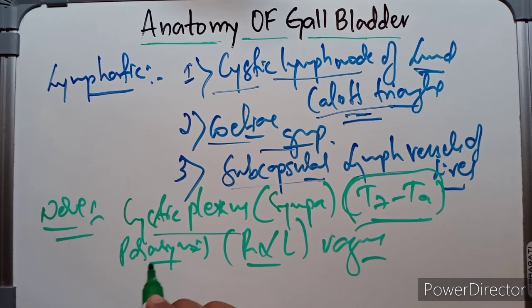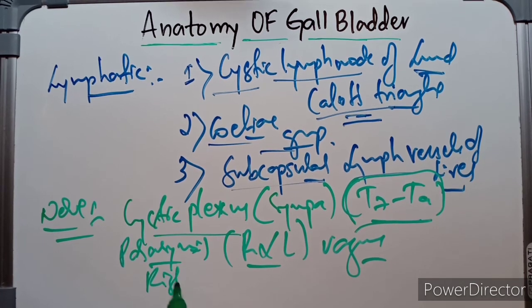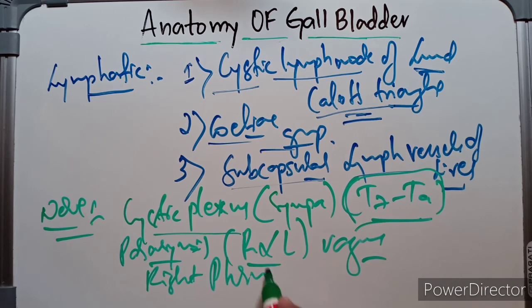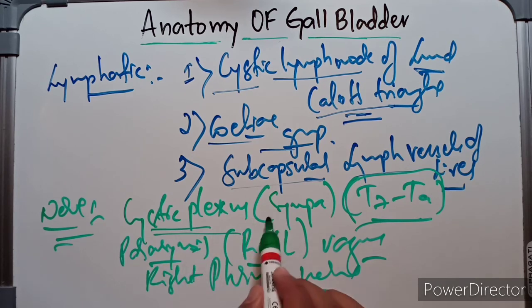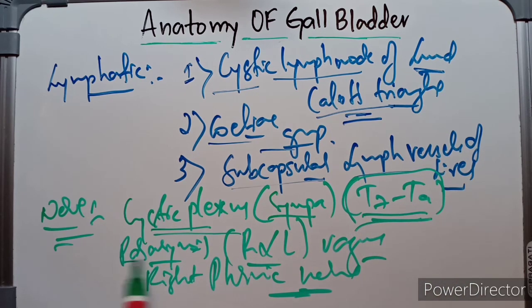Also we have fibers from the right phrenic nerve, which supplies the diaphragm, and will also supply the gallbladder. So we have the cystic plexus with sympathetic fibers from T7 to T9. We have parasympathetic fibers from the right and the left vagus nerve, and also the right phrenic nerve. So this complete set of nerves will supply the gallbladder.